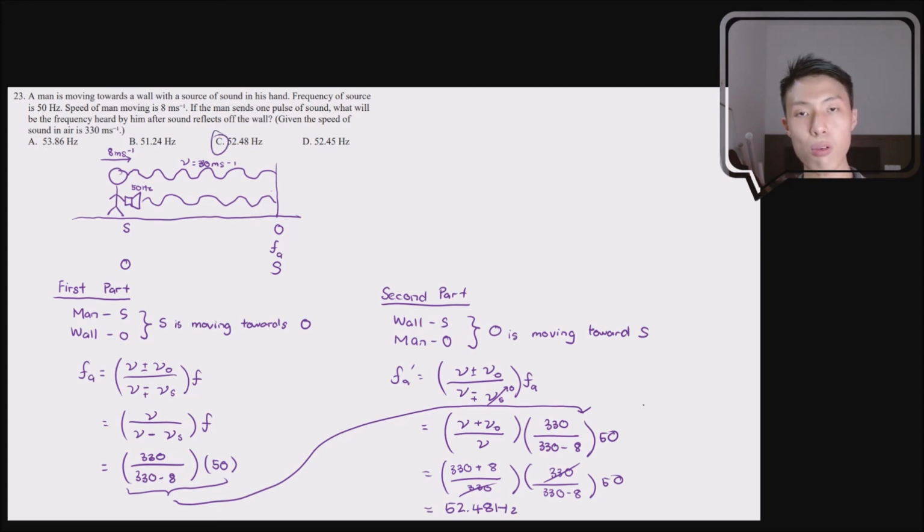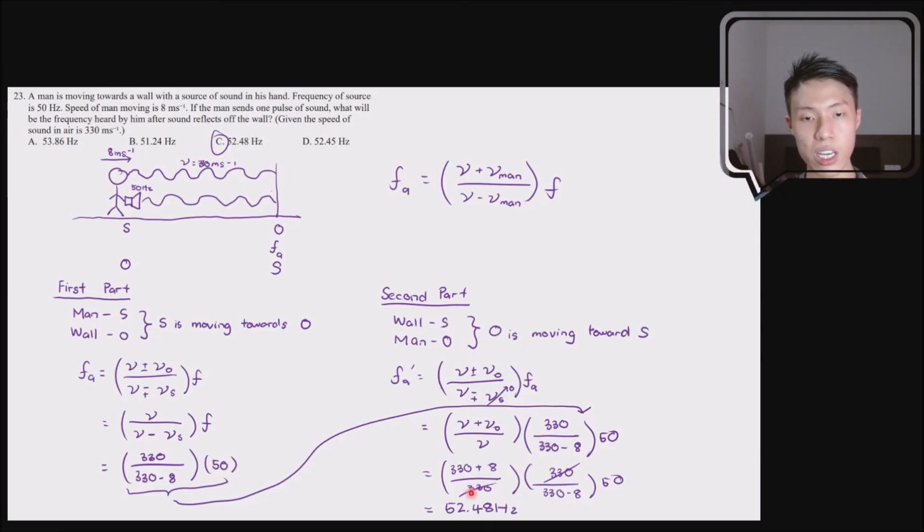If you read in different books, they might have different kind of equation being given, and you might have seen an equation like this before. FA is equal to V plus the V of the man, divided by V minus the V of the man, times F. You might have seen an equation that is designed like this, but this is actually coming from this equation over here. If you cancel this out, then this will be V plus V observer. Down here will be V minus V of the sound source. So if you combine them, this will be the equation that you get.